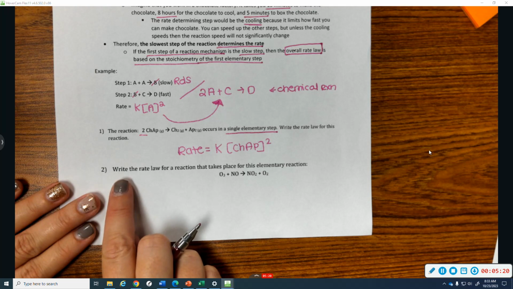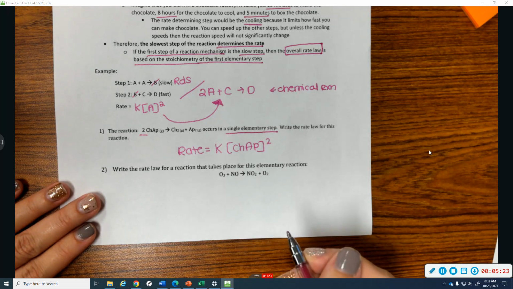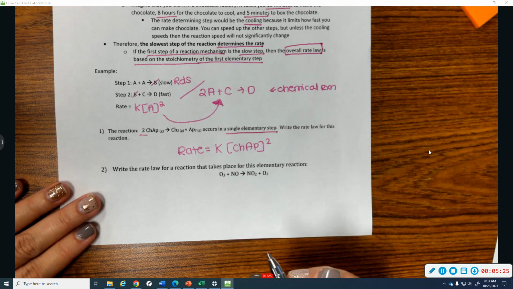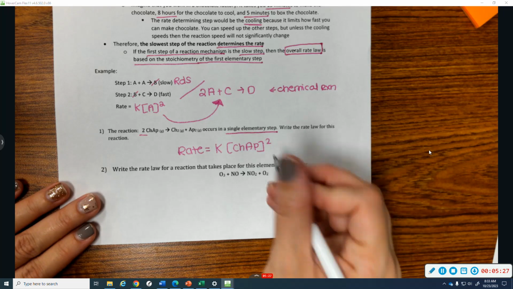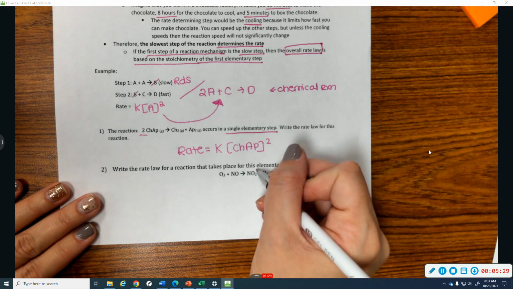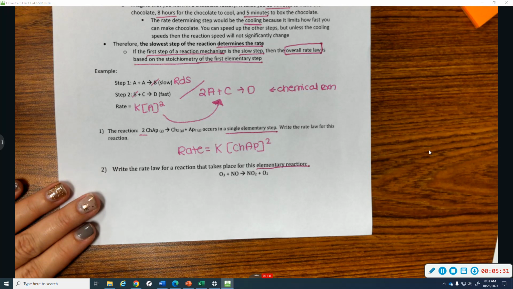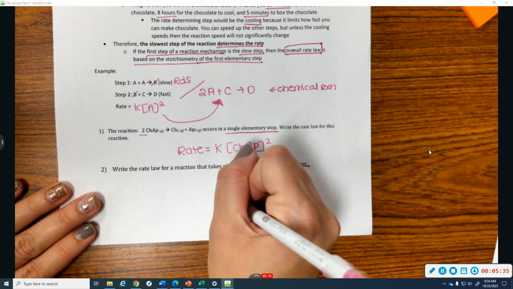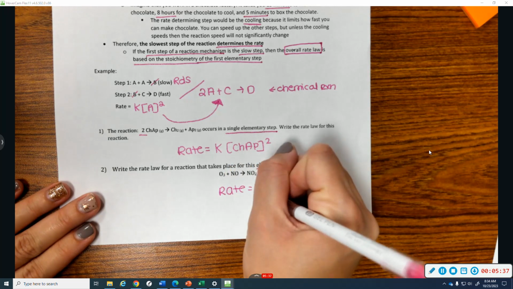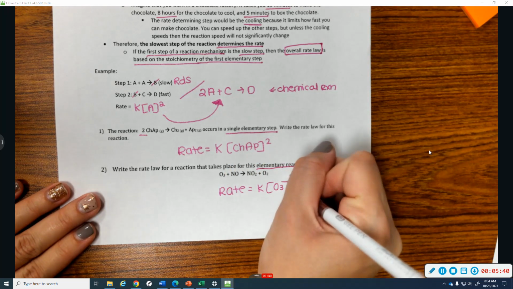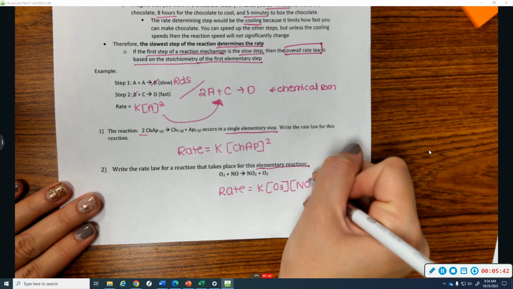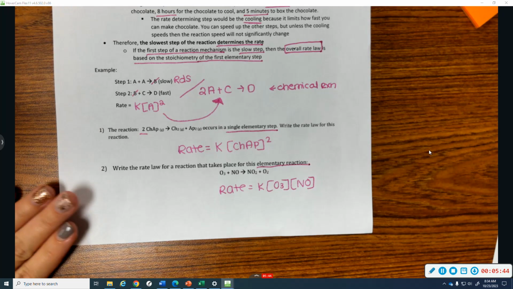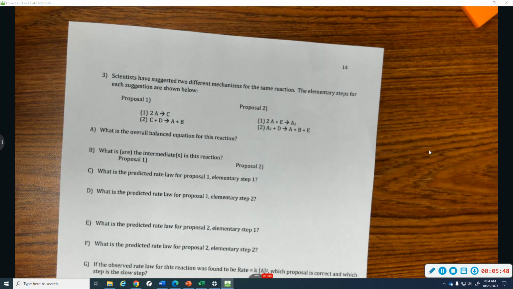2. Write the rate law for a reaction that takes place for this elementary reaction. Sometimes if you see elementary reaction, that is another way of saying for this elementary step. So what's the rate law for this step? Rate equals K O3 times NO.